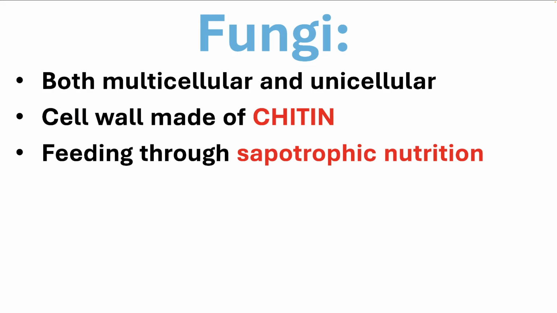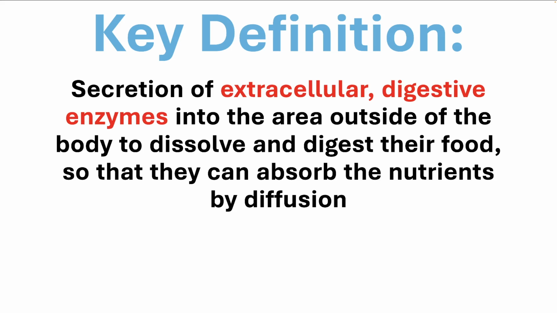So what's this saprotrophic nutrition? Saprotrophic nutrition is when a fungus secretes extracellular digestive enzymes into the area outside of the fungal body to dissolve their food, so that they can then absorb the nutrients from that by diffusion. Let's break this down a little simpler. Extracellular enzymes are just enzymes outside of the cell. Extracellular, outside of the cell.